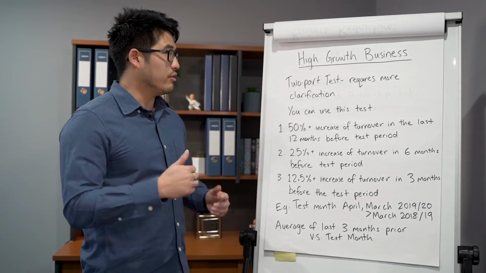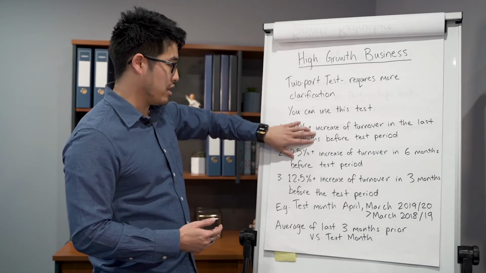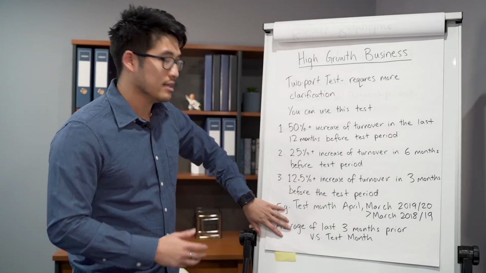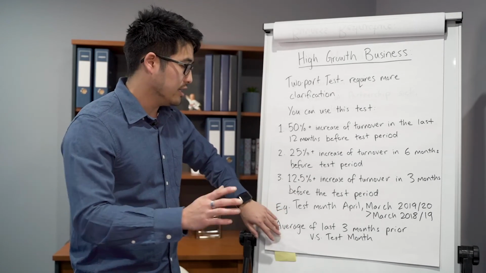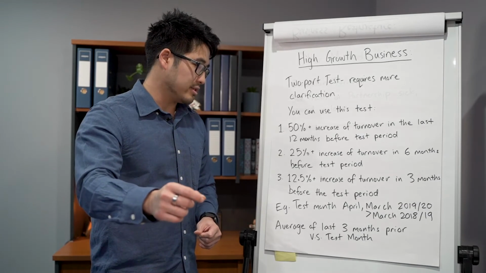So the method of applying this test, as long as you meet one of these requirements, and I'll go into detail of these requirements, once you know you meet it, then that means that you can apply the test. And the test method is basically, you take the average of the 3 months prior to the test month.